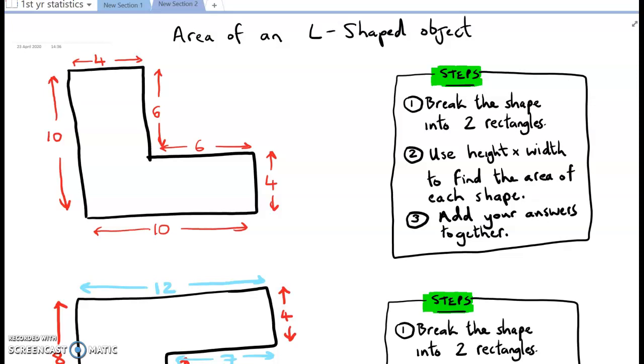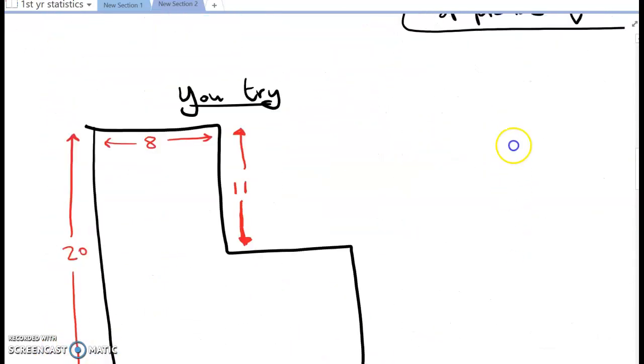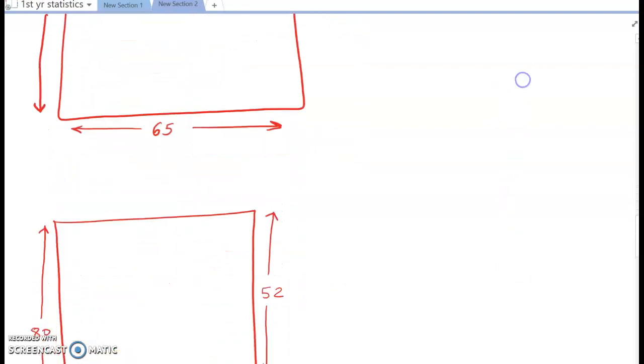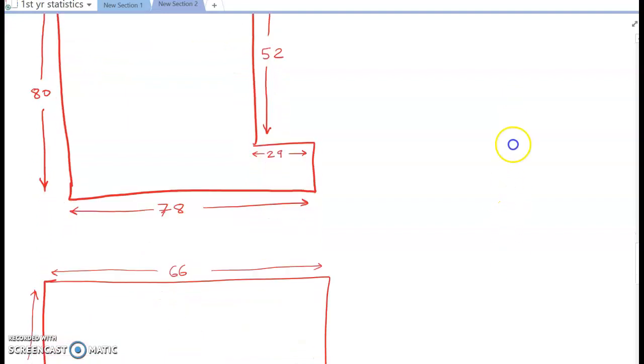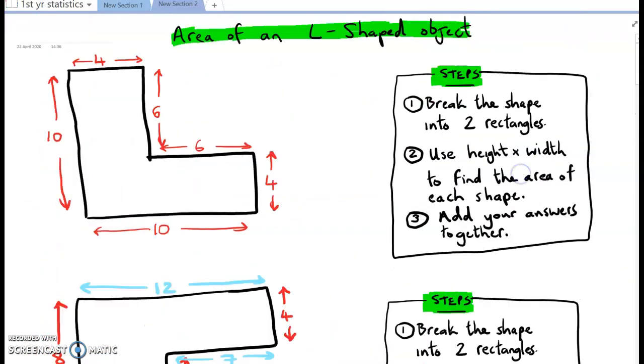Okay, let's take a look at how to find the area of an L-shaped object. So there's a couple of examples to begin with that we'll do with the steps included, and then we'll go on to do the questions that you have been given by Miss O'Brien. Specifically these ones here. They're the questions that she has given you and asked you to find the area of them. Okay, let's start off easy enough.